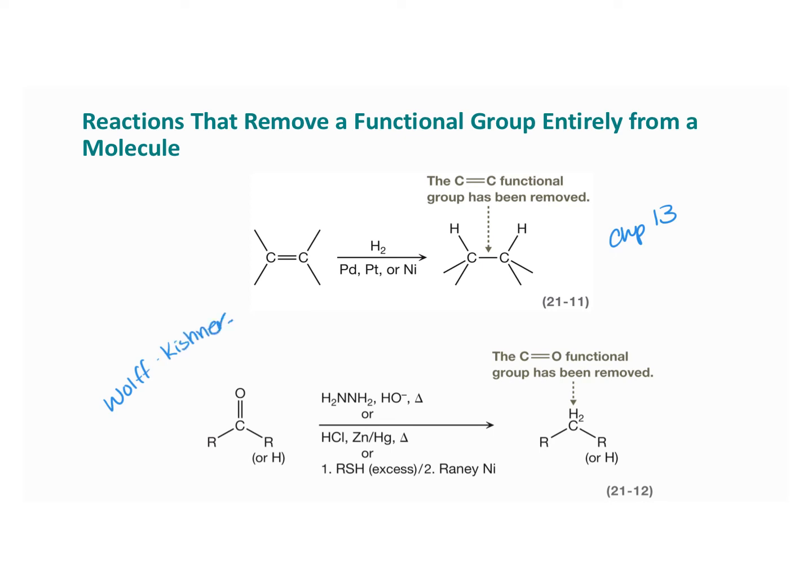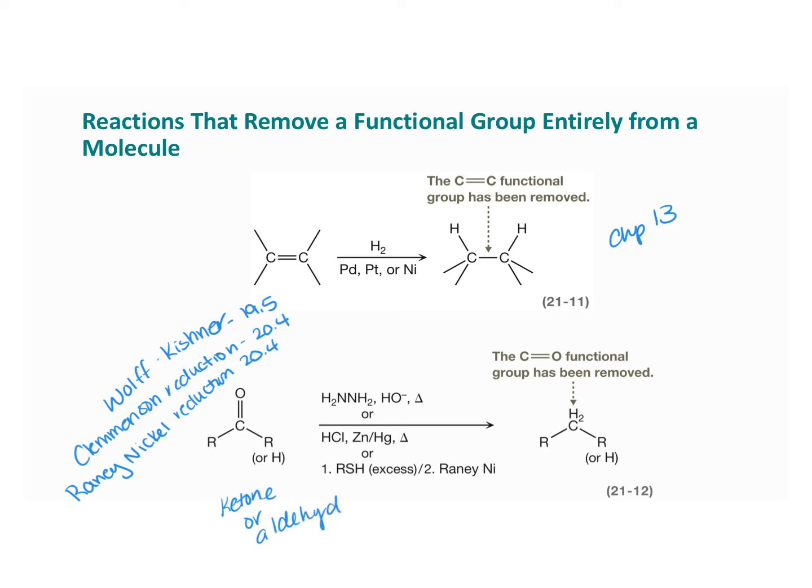Reduction, which we learned in 19.5, or the Clemmensen reduction, which we learned in section 20.4, or the Raney nickel reduction, which we learned about in section 20.4 as well. And so in each of these situations, the carbonyl group of a ketone or an aldehyde is removed.